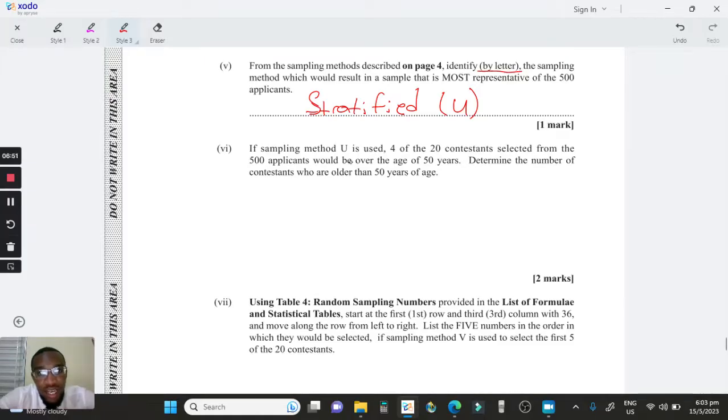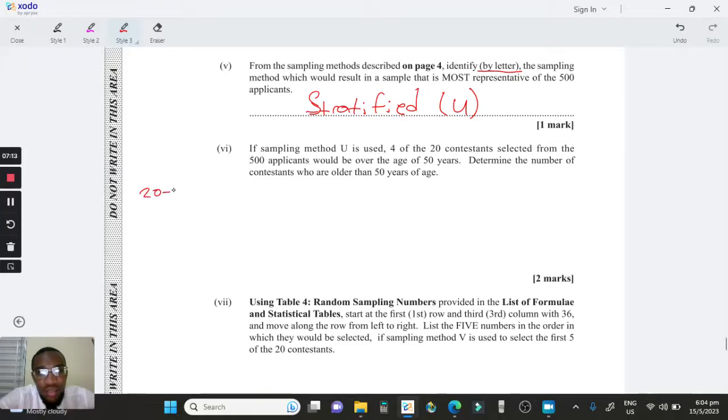Now it says if sampling method U is used, so using the stratified, 4 of the contestants selected from the 500 applicants would be over the age of 50. Let's read that again because I got lost somewhere. If sampling method U is used, 4 of the 20 contestants selected from the 500 applicants would be over 50.